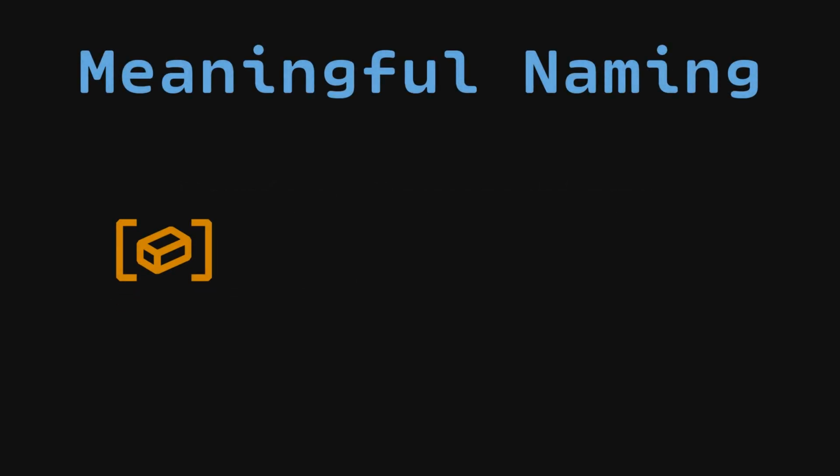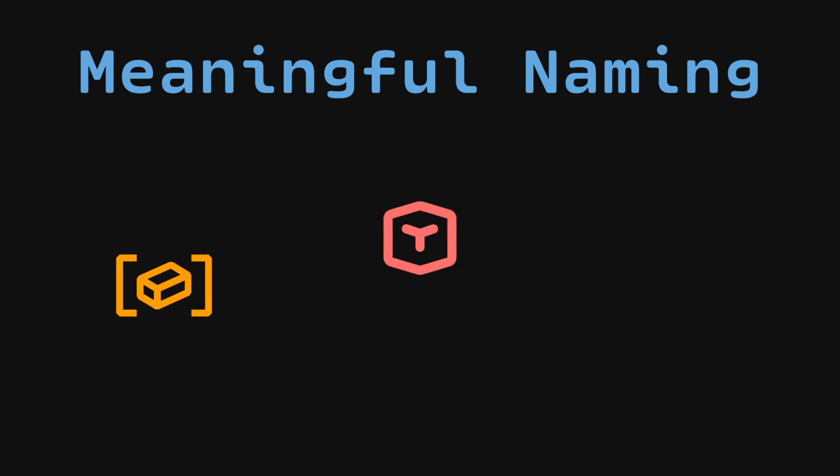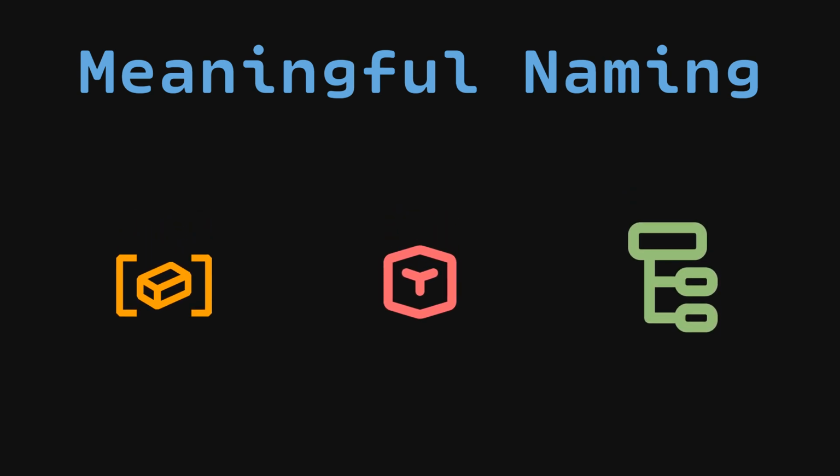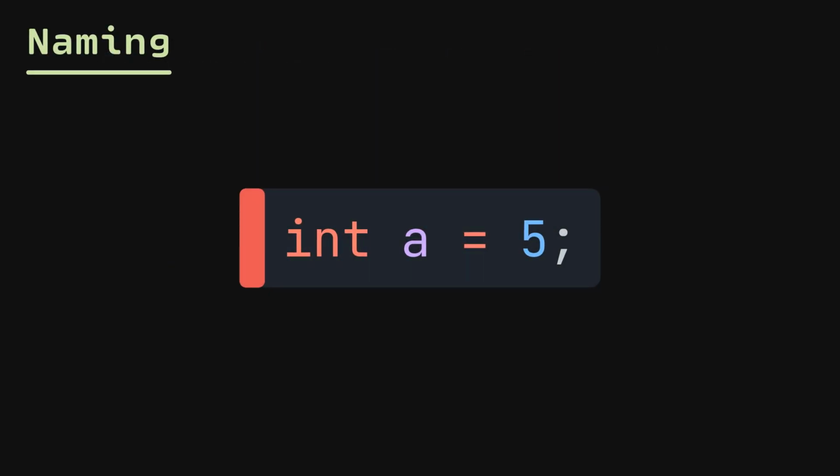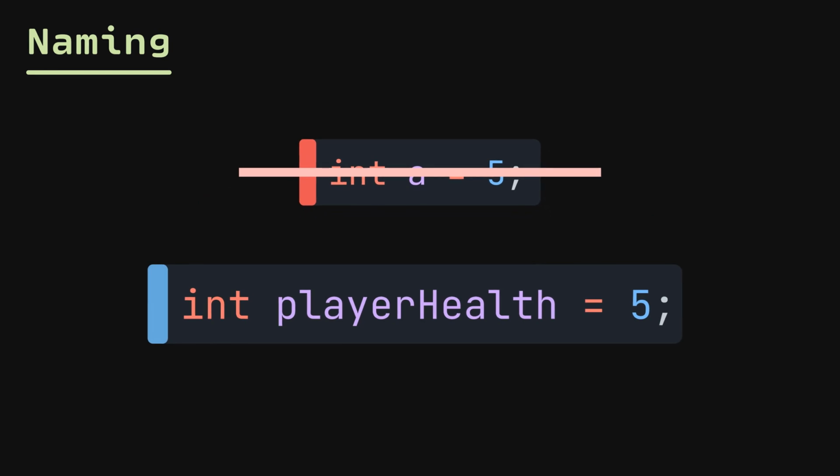Meaningful naming is all about using names for variables, methods, and classes that clearly describe their purpose, making your code self-explanatory. Here's an example of a bad variable name: A. It doesn't tell us anything about its purpose, leaving us puzzled when we encounter it in the code. Now, let's look at a good example, playerHealth. With a glance, you know it's related to the player's health.